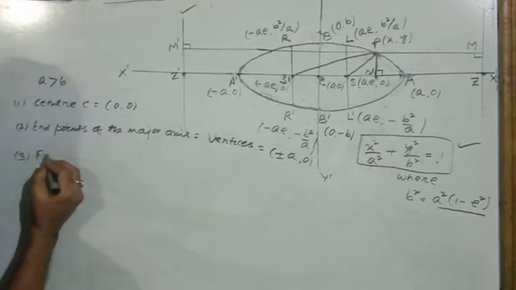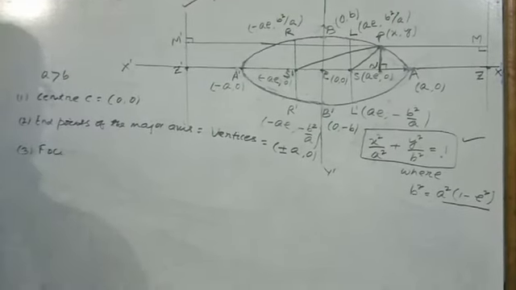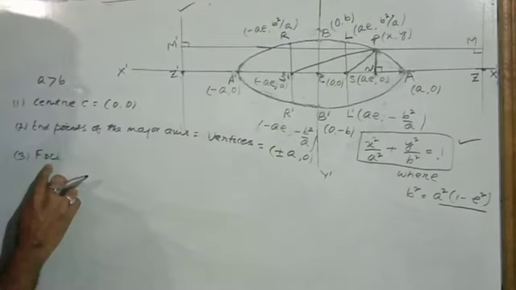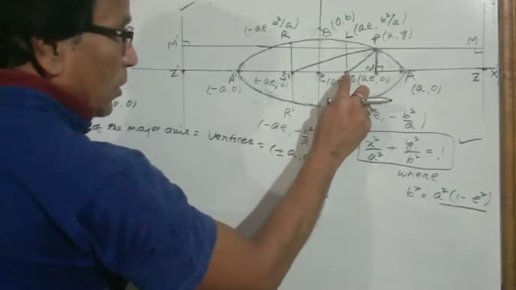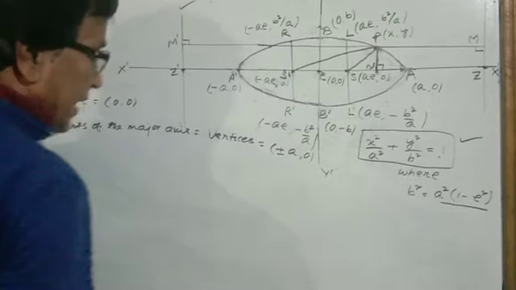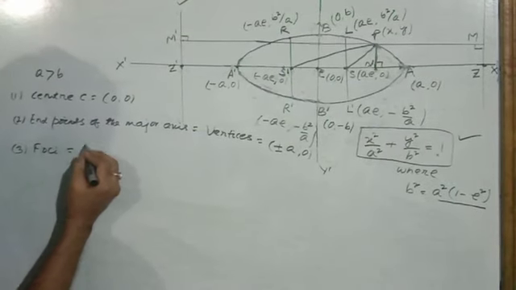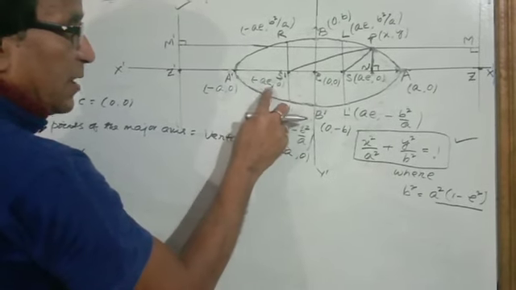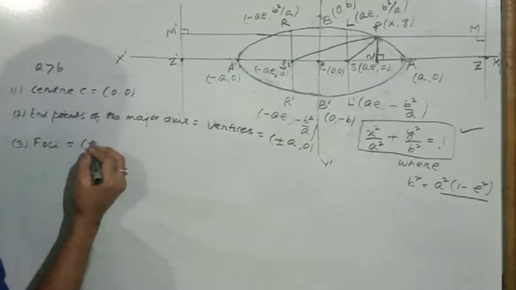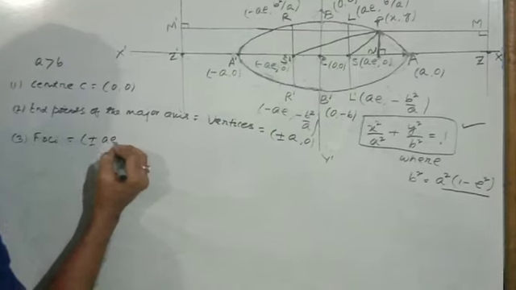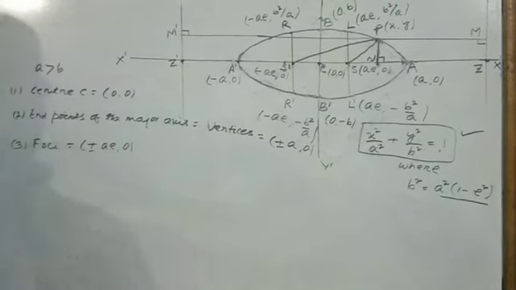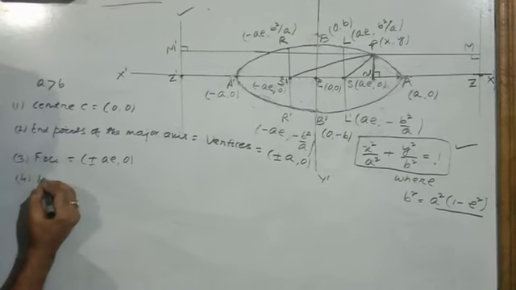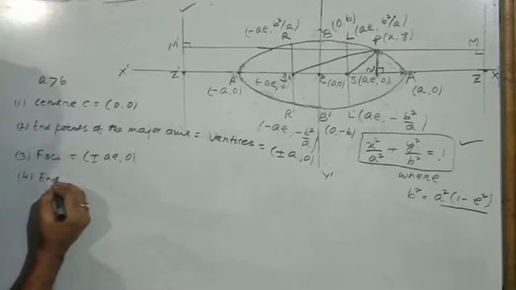Now what are the coordinates of the foci? S and S'. Foci is the plural of focus. So the coordinates of the points S and S' are (ae, 0) for S and (minus ae, 0) for S', so it is plus minus ae, 0.